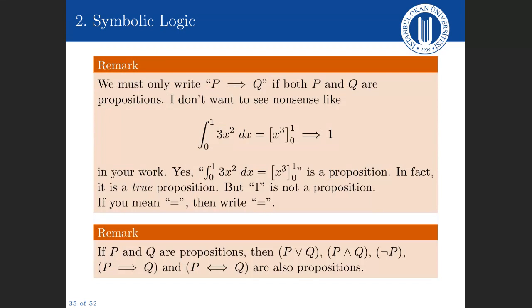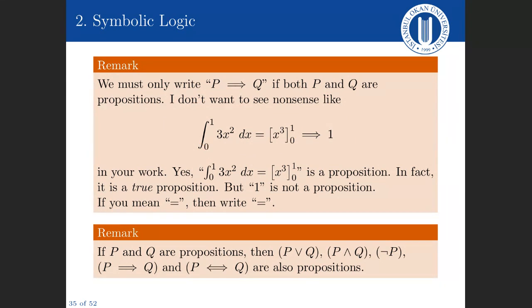Let me just give you a warning before we go on. When we write P implies Q, both P and Q must be propositions. That means this line is wrong. The first part is correct. This is a proposition. The integral from 0 to 1 of 3x squared dx is equal to x cubed evaluated at 1 and 0. This is a true proposition.